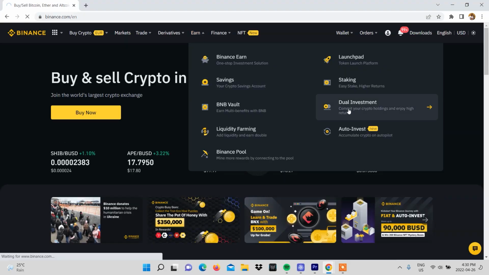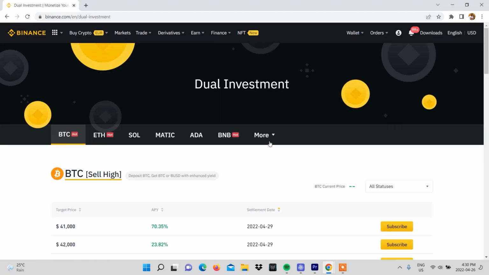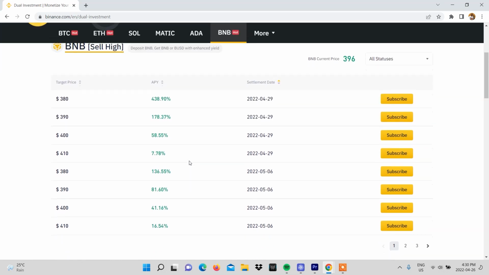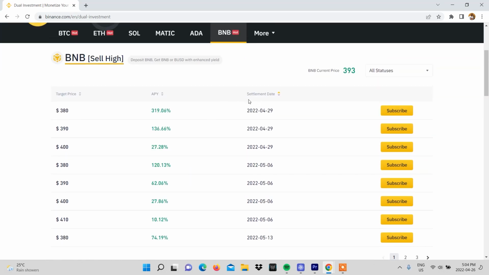We deposit our crypto assets, which can be one of the available non-stable coins listed here. In our case, we shall use BNB and select a strike price, also known as a target price, at which we are hoping to sell our crypto by the settlement date. On the settlement date, if the market price is above the target price, the order will be filled. That means our subscription amount plus the interest income will be sold at that target price. We will then receive our rewards or our returns in BUSD.